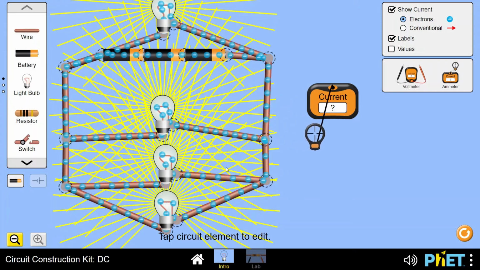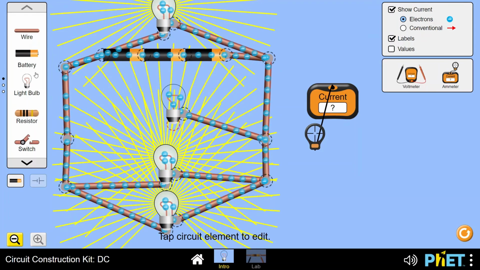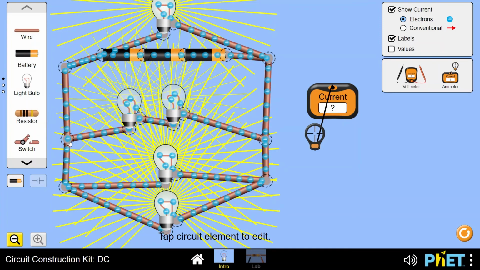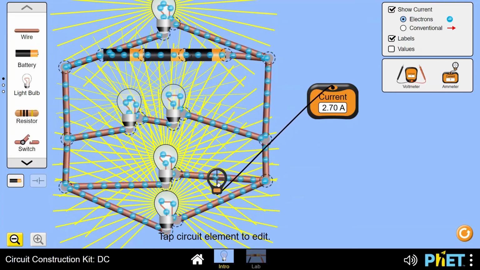Right. What would happen, do you think, if I took this wire out and I put one here? Would this be brighter or dimmer? These two here are going brighter and dimmer than the rest, and what will the current be in there? Well, they don't seem to be as bright. That's only got 1.35 now, and this is on 2.7.